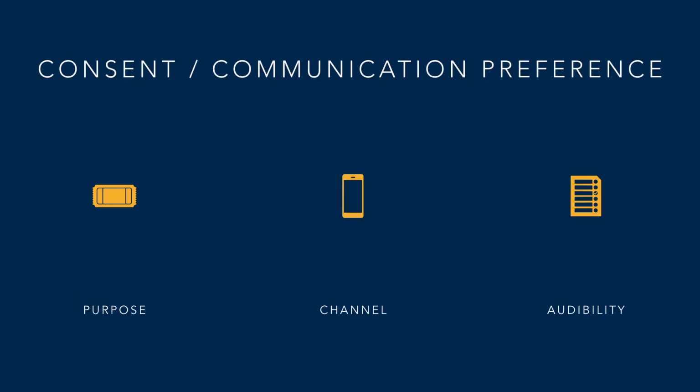Let's start by talking about consent, also known as communication preferences. Within GDPR and CCPA, consent has a specific purpose, i.e., why are we doing it? It has to be for a specific channel, such as email, phone, SMS, etc. And a consent has to have a robust auditability around it. When it was taken, what purpose and channel it was taken for, what channel the consent was taken over, what is the expiration date of this consent, and so on and so forth.